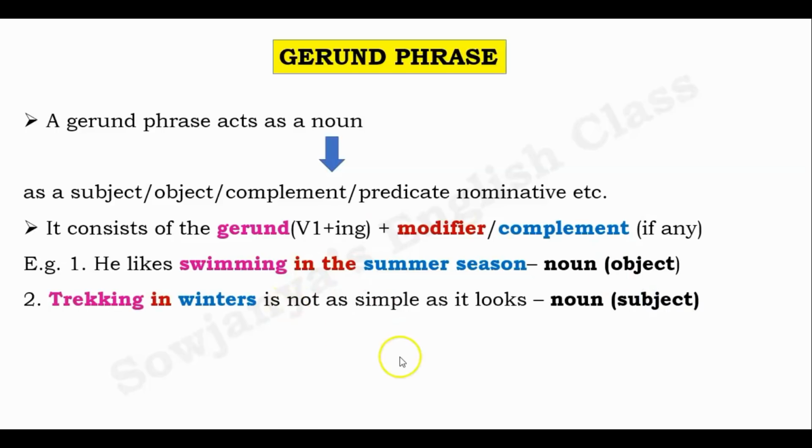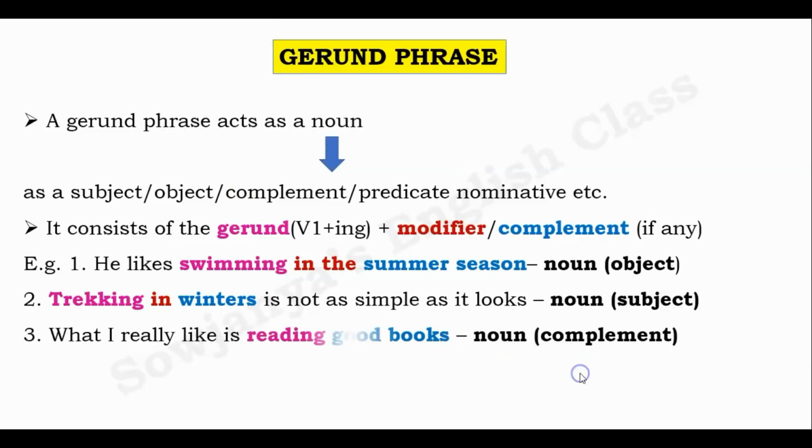Trekking in winters is not as simple as it looks. Something is not as simple as it looks, and all these things are nouns. So V1 plus ing, which is acting as a noun, is a gerund. Even in that way, we can cross-check whether we are using a present participle or a gerund.